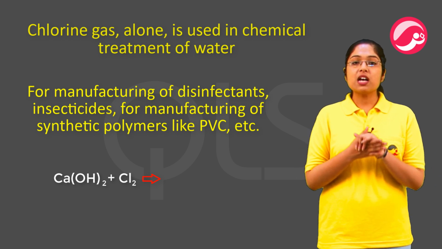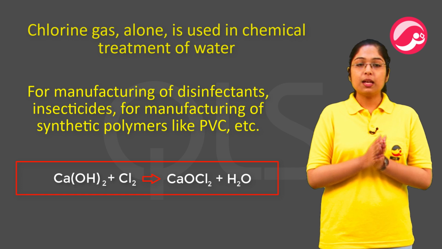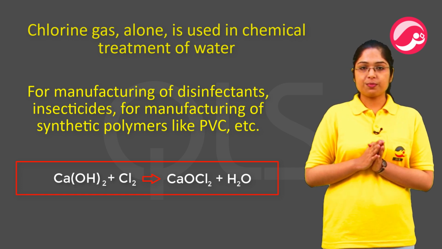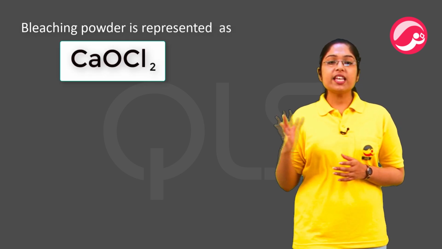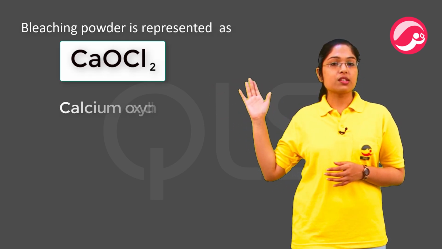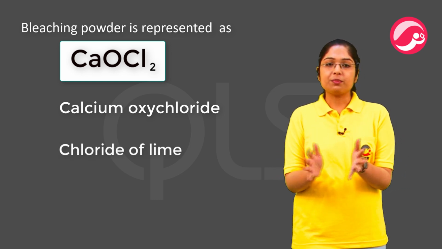Chlorine gas, when passed over dry slaked lime, means dry calcium hydroxide, bleaching powder is produced. Chemically, bleaching powder is represented as CaOCl2, calcium oxychloride. It is also known as chloride of lime.